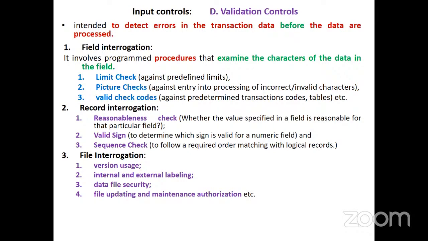You are having the data stored in, let's say, a video tape or CD, whatever it is. That has to be internally numbered and also externally numbered or labeled. What is internal? Soft copy. What is external? In the hard copy. That's it.